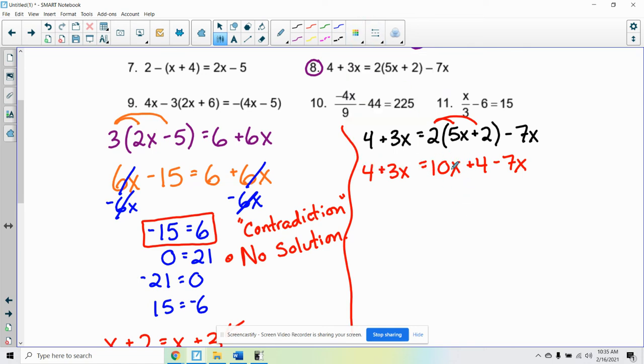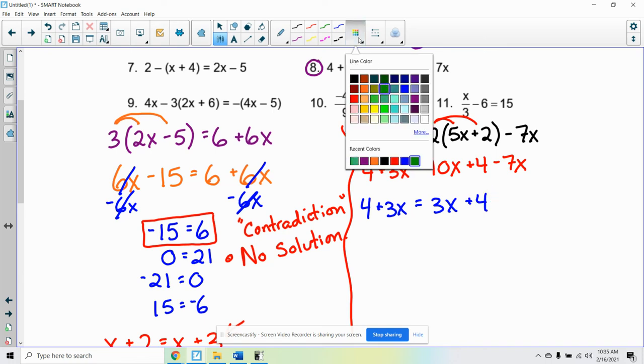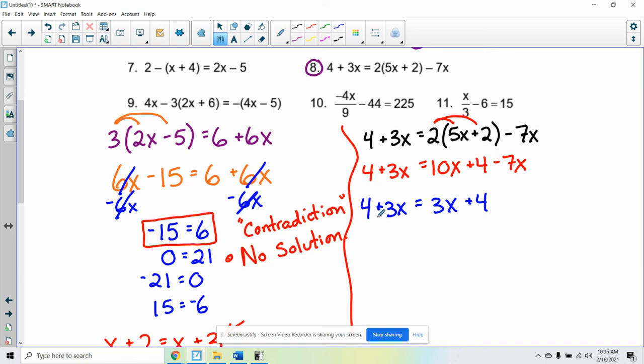So I'm going to combine my terms on the right-hand side, 10x and negative 7x. This left side stays 4 plus 3x, equals 3x plus 4. Let's just assume you didn't realize that these are the same thing on both sides. So you move something. I'll subtract 3x from both sides. Negative 3x, negative 3x. They cross out. I'm left with 4 equals 4.